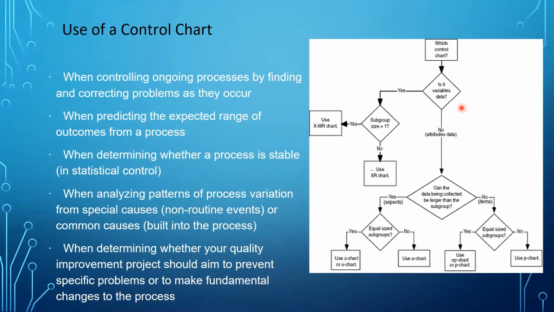If there are variables data, then let us see if subgroups are present. If the subgroup size is 1, then we use the XmR chart, otherwise use the XbarR chart. And if there are no variables data, then we see the condition: can the data being collected be larger than the subgroups? If yes, again we see whether there are equal size subgroups. If that is also yes, use the C chart or U chart. If no, then we use just the C chart. And if this condition is not satisfied, then again we see whether there are equal size groups. If yes, then use the NP chart or P chart, or otherwise just use the P chart.